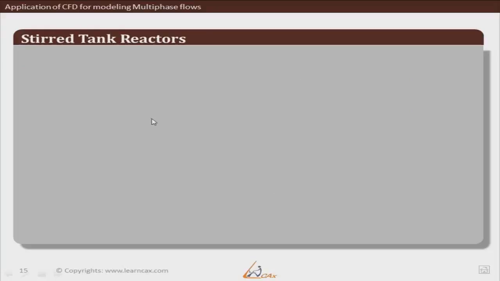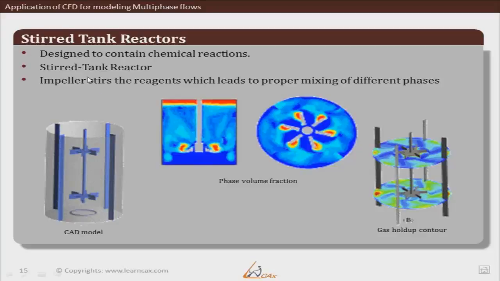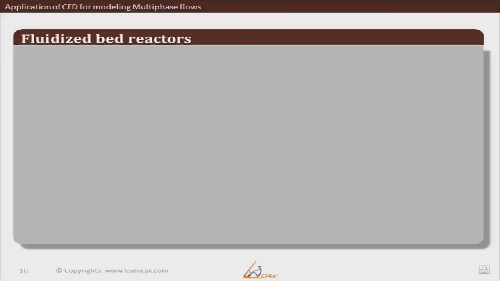The next example that we'll see in a bit of detail is the stirred tank reactor. This is designed to contain or carry out chemical reactions. It consists of a cylindrical or other shaped tank which has a central rotary element that causes stirring between different phases. That's why it's referred to as a stirred tank reactor. The impeller stirs the reagents, which leads to proper mixing of different phases. An example of a CFD model is shown here.